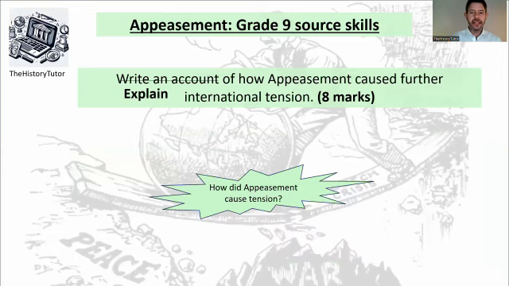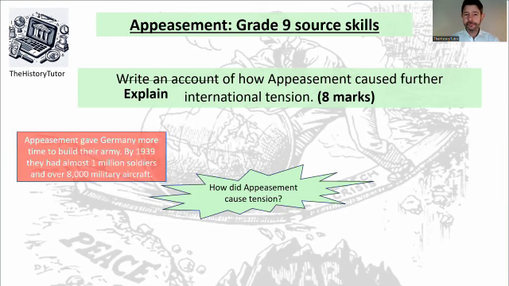So we need to obviously have a think about this first. So how did appeasement cause tension? We need a bit of planning. Have a think. How can you think about appeasement causing tension? How did France feel, Britain feel, Russia feel? Germany, how did they start to react? How did it start to cause tension all these ways? Okay, you can pause and have a think if you like.